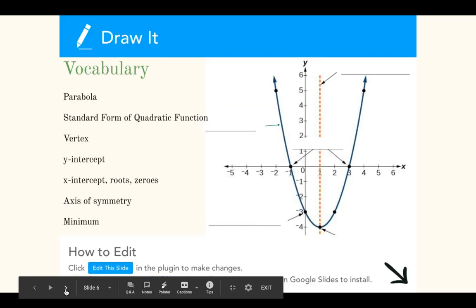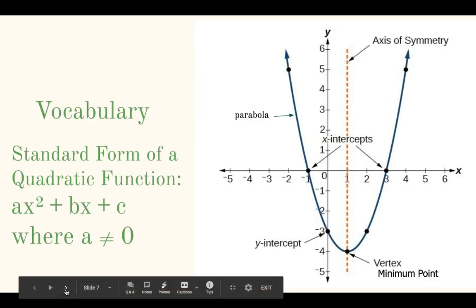There we go. Okay, so these are the answers.